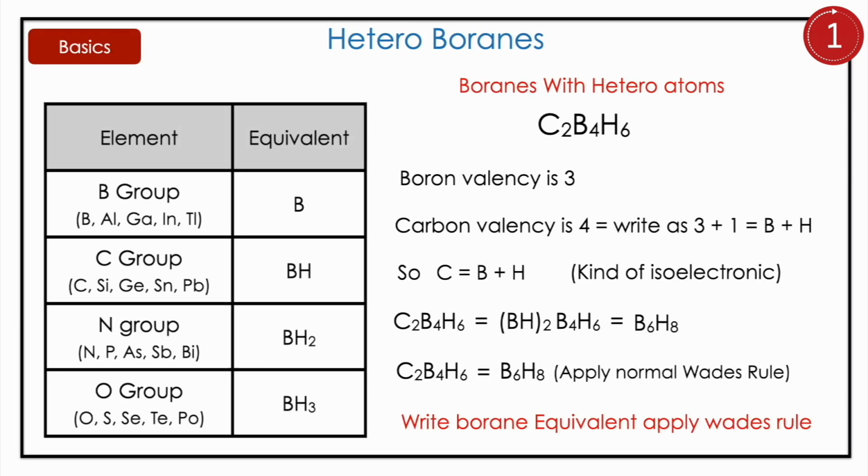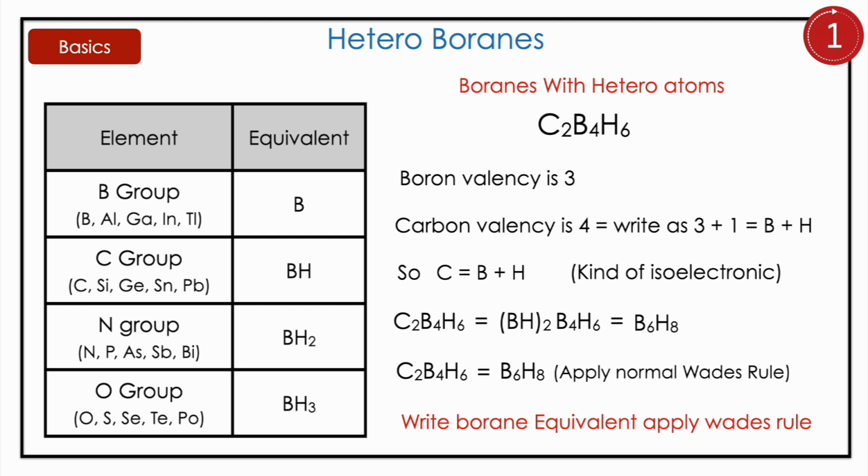Then heteroboranes: borane with heteroatom. Here I have given C2B4H6. It's a heteroborane with carbon. How do you solve it? You add the boron equivalent for the heteroatom. Here, carbon you can write as boron plus hydrogen, kind of isoelectronic. If you write it, you get borane. Then apply the normal rule.